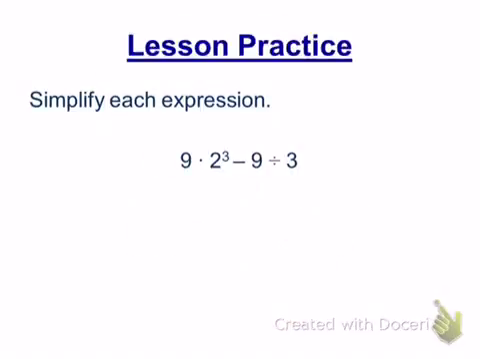Come on, Sean. 9 times 2 cubed minus 9 divided by 3.